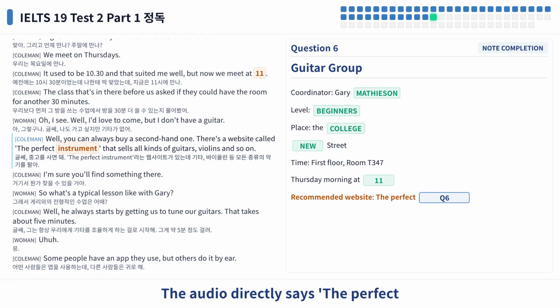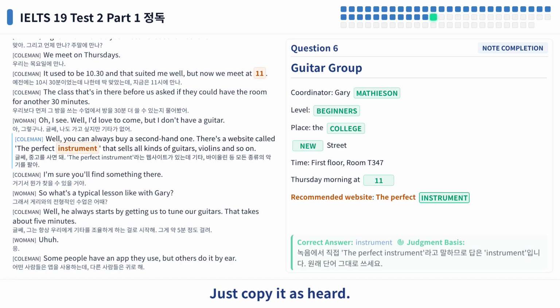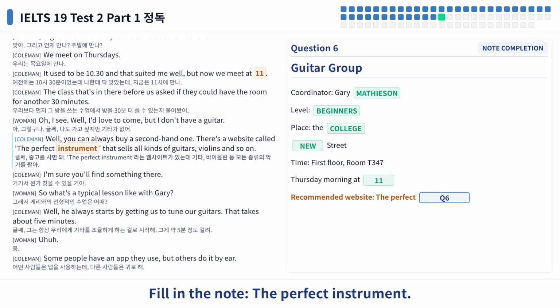The audio directly says the perfect instrument, so the answer is instrument. Just copy it as heard. Fill in the note. The perfect instrument.